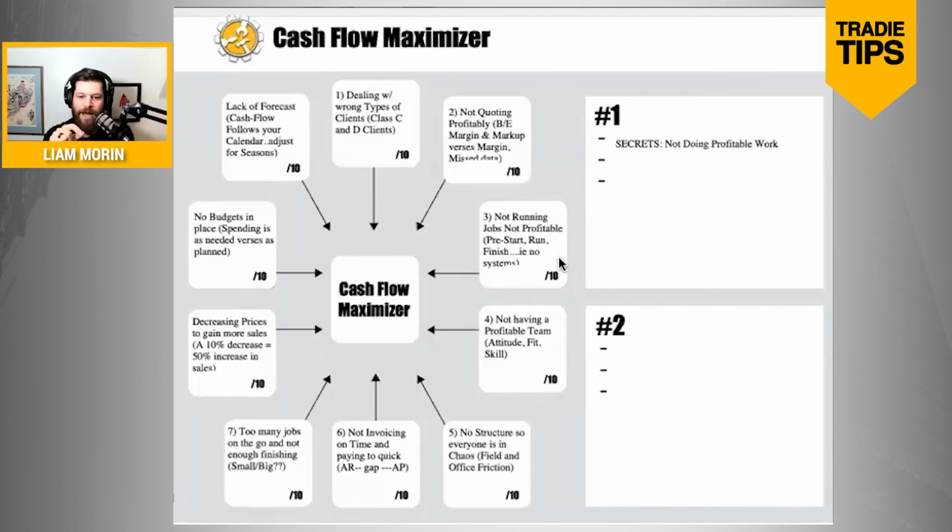Okay. And this is the same kind of thing with number 5. If there's no real structure in the field, like there's nobody managing job sites, there's no real leader on site and things are unorganized or the jobs aren't set up, people don't know where to go, you're not tracking it, guys, it's just going to lead to these consistent cash flow issues.